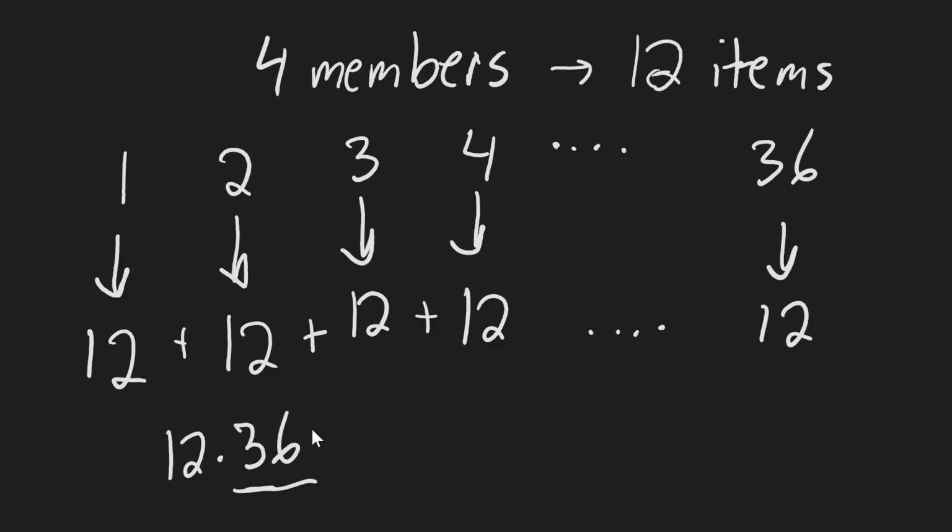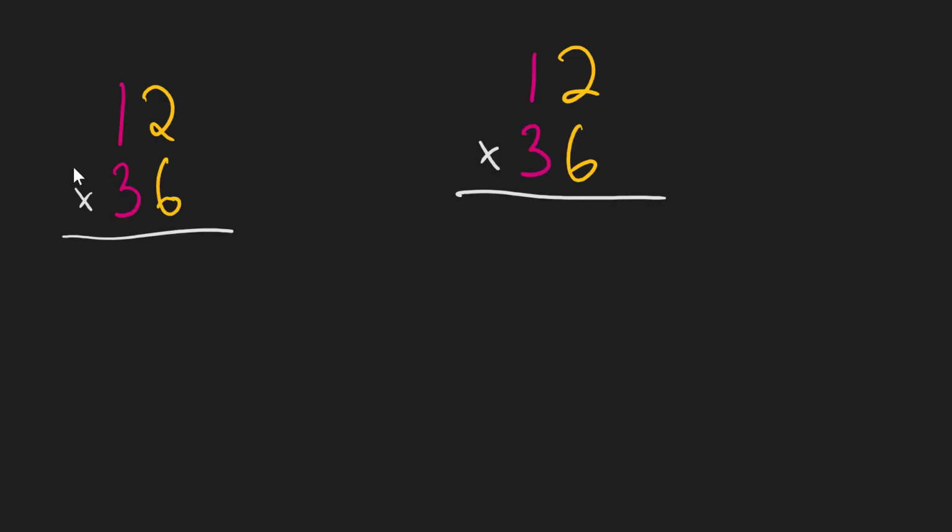So how do we multiply 12 times 36 without a calculator? The first step is to stack these two numbers one on top of the other like so. And you'll see I've done this in two different instances. That's because I'm going to show you how to do this in two different ways.